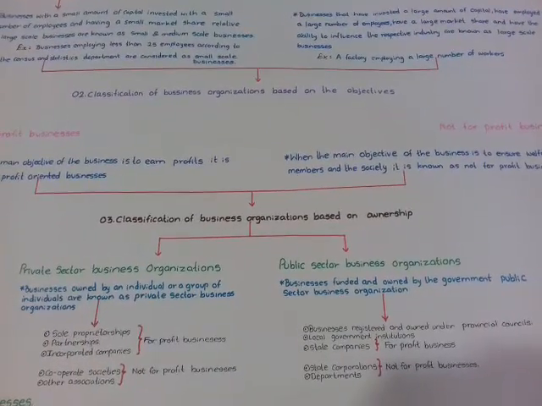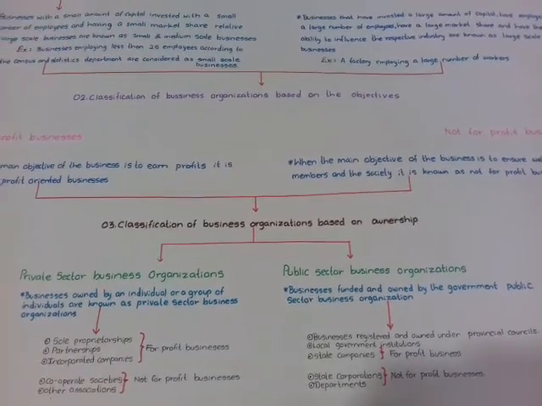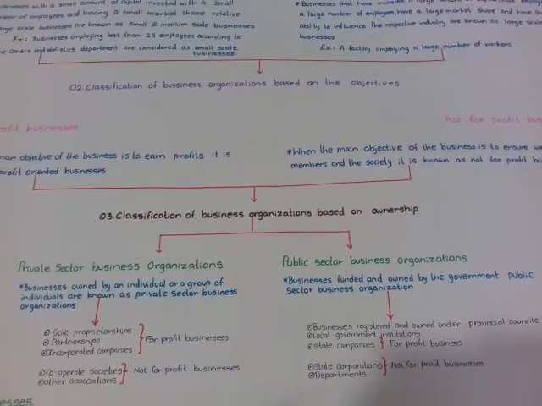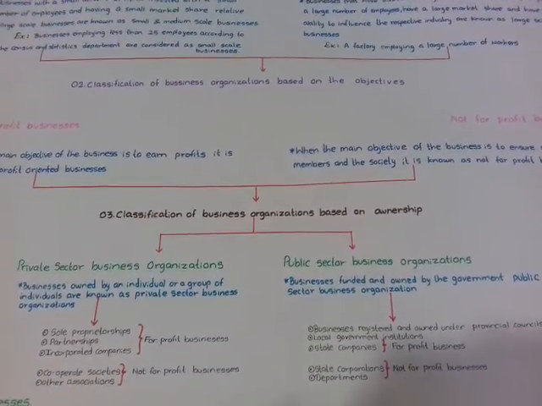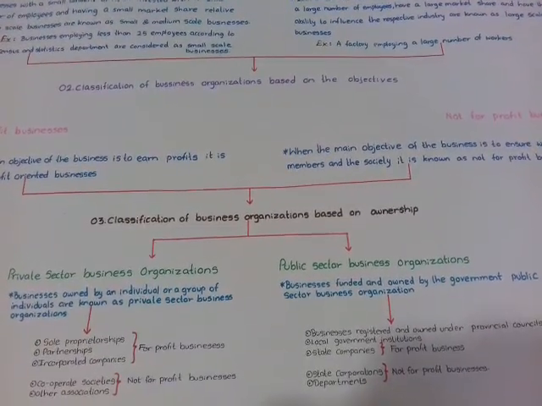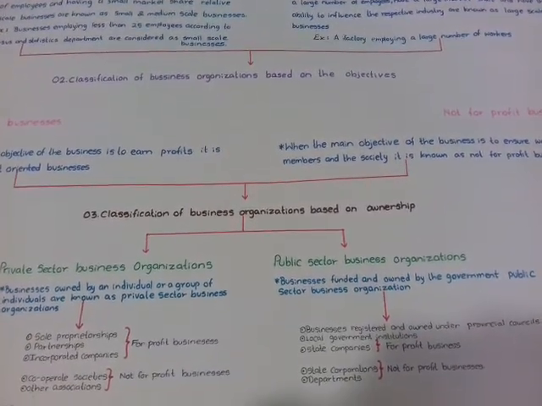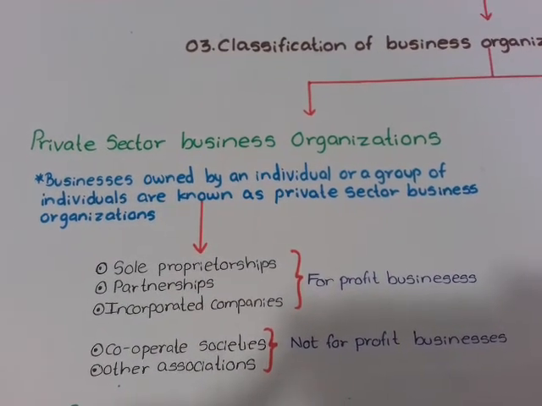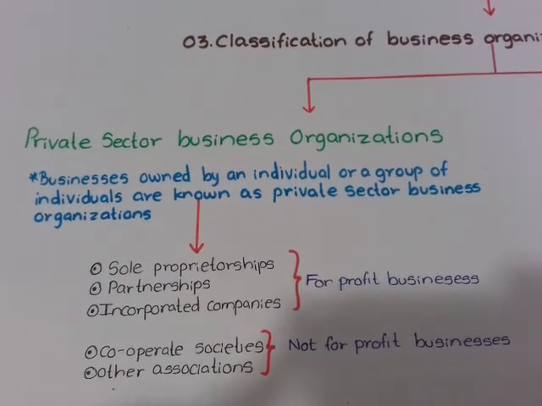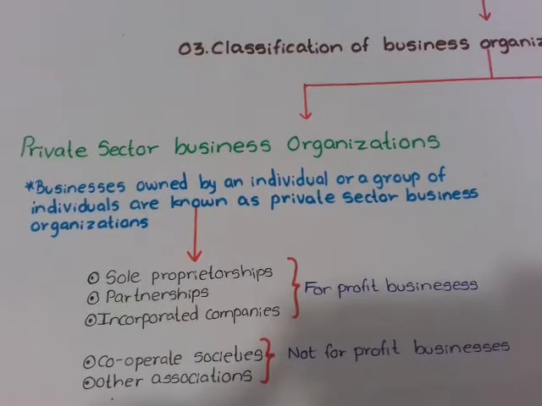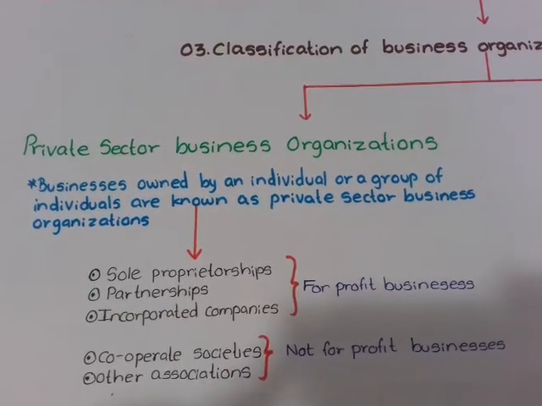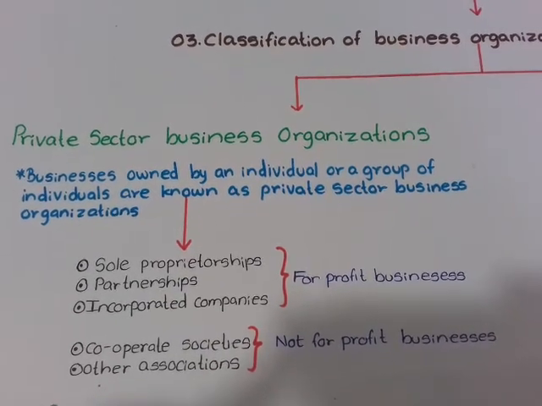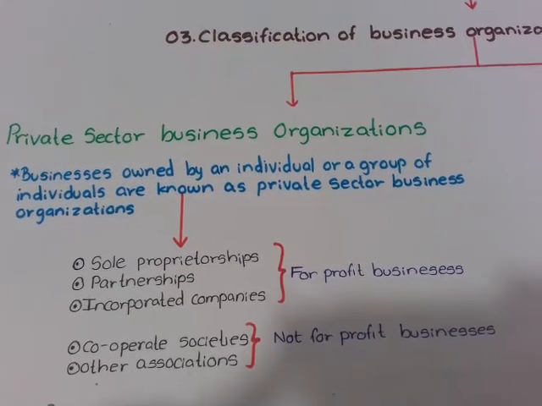So, ownership means the person who owns it. This classification is based on the ownership. So, it can also be divided into two parts: private sector business organizations and public sector business organizations. So let us see what private sector business organizations are. The businesses owned by an individual or a group of individuals are known as private sector business organizations. That means this is owned by an individual or a group of individuals.